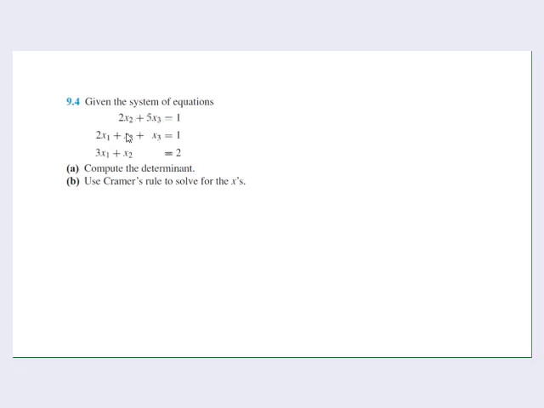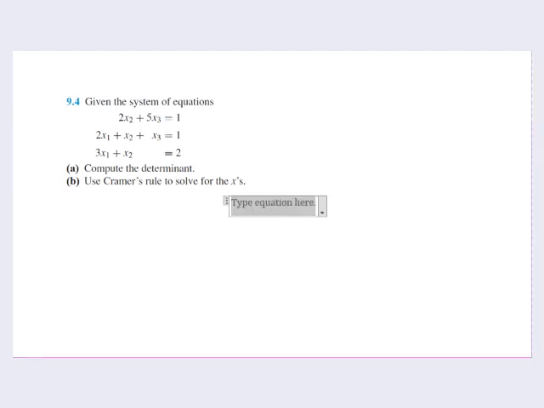Okay, this is problem 9.4. We have a given system of equations, three unknowns. It says compute the determinant, and use Cramer's rule to solve for the x values. Anyway, in Cramer's rule we are going to find the determinant, so I'll start with making the matrix system.